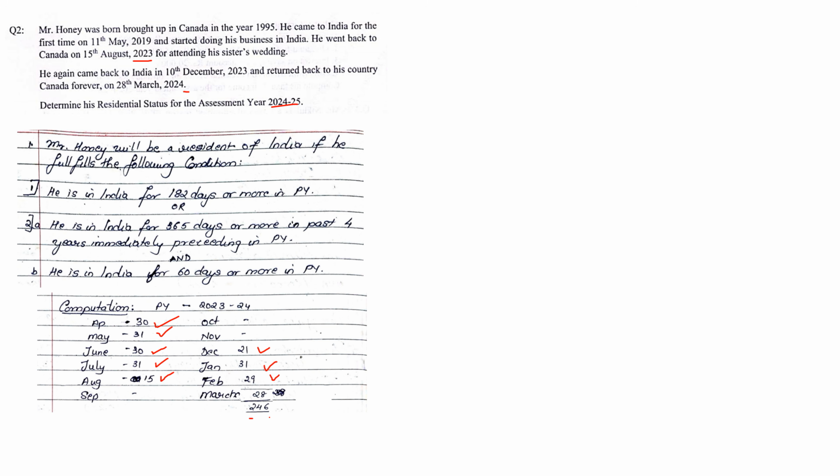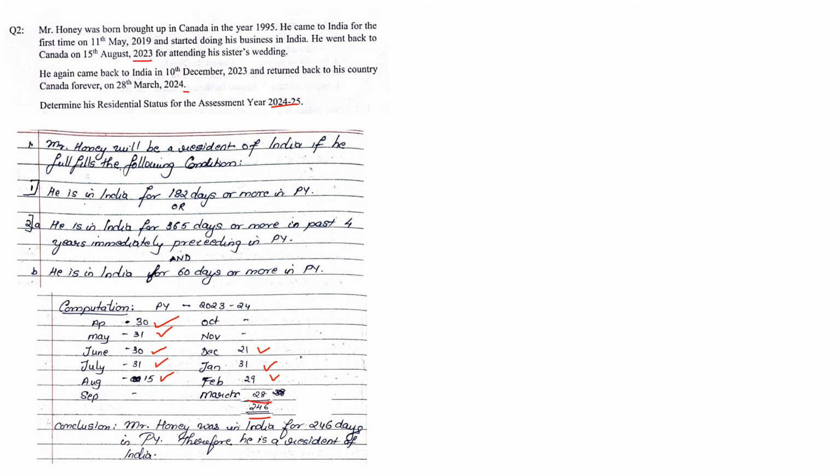So we added up and got 246 days. April, May, June, July, August 15 days, September, October, November not in India, December only 21 days, January 31, February 29 and March 28. Added up, the total days came to 246. The first rule is that he has to be in India for at least 182 days or more in the previous year, which he fulfills very easily. So we can give a conclusion stating that Mr. Honey was in India for 246 days in the previous year, therefore he is a resident of India. Condition 1 is completely fulfilled. So Mr. Honey is a resident of India.